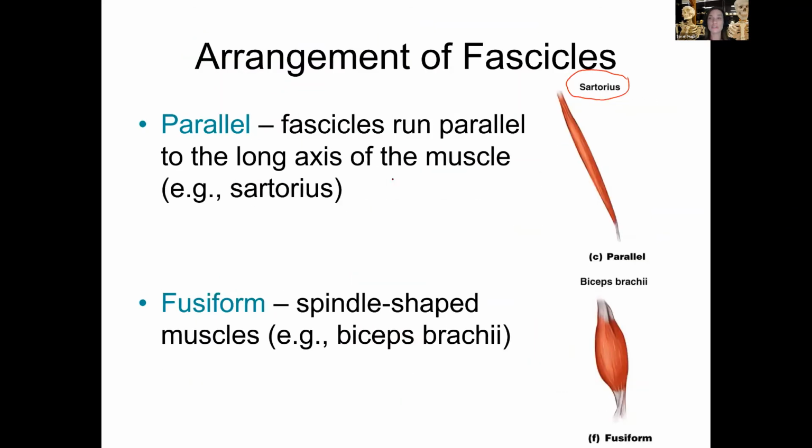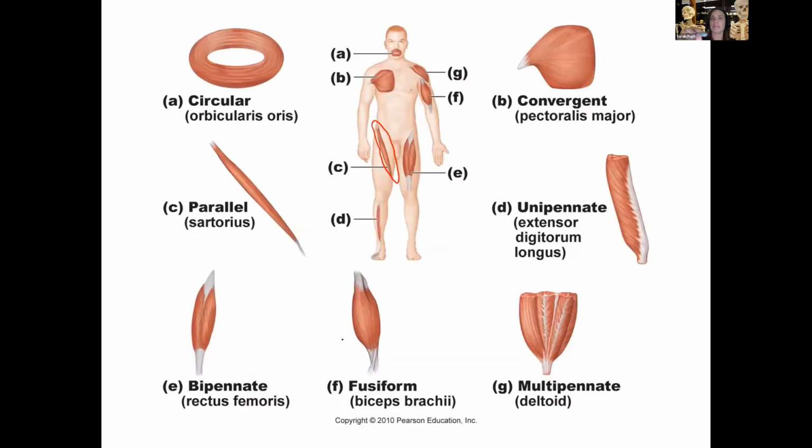A fusiform arrangement is going to give you more of a spindle-shaped muscle, where it's more narrow on the ends, you can see here, and it's a little fatter in the middle. A great example of that is the biceps brachii. So let's look at a fusiform arrangement and that biceps brachii. So here's your biceps brachii, right? This helps to flex at the elbow. You can see it's sort of a spindle-shaped muscle, fusiform.